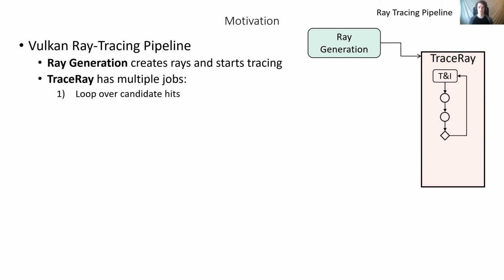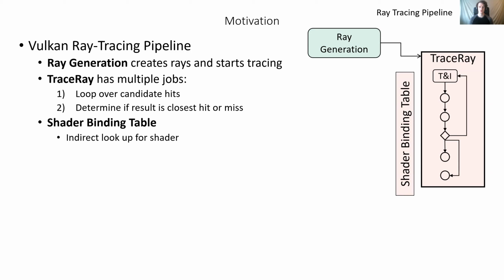Trace ray has a few jobs. The first one is to develop the set of candidate hits, and it does this by looping over all the possible candidate hits and checking them for validity. So the second job is, once you know all the candidate hits, determine which hit was the closest, if there are hits in the set, or if there are no hits, determining that there's a miss. The shader binding table is another layer of complexity. This allows indirect lookups for the shader to call for a given geometry instance. The net effect on the execution of the pipeline is that this acts as an indirect function call.